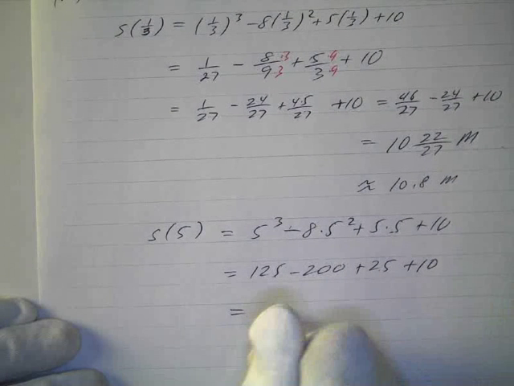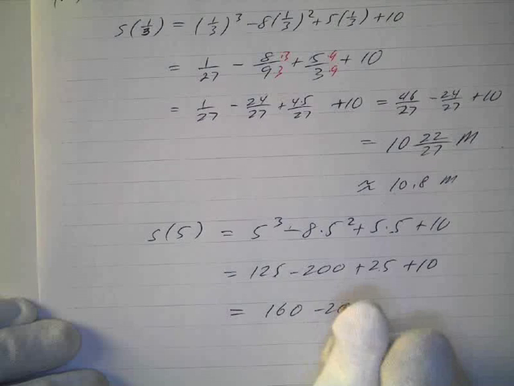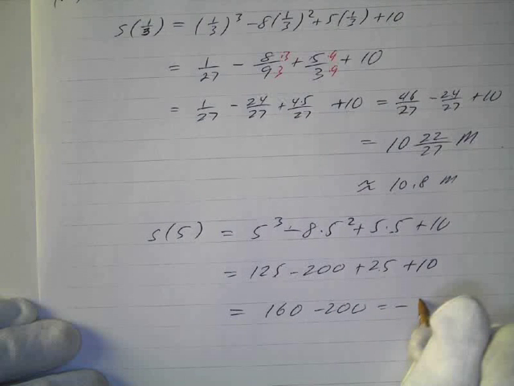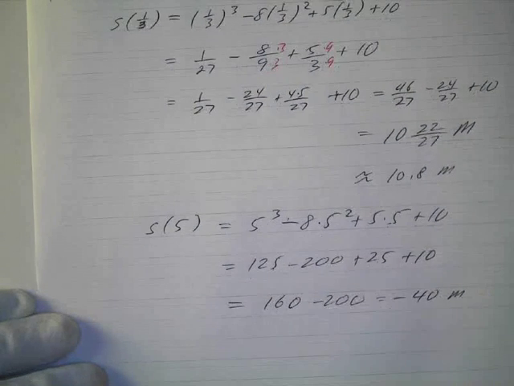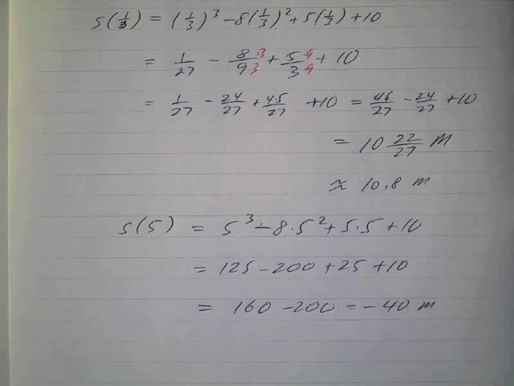125 plus 25 is 150, plus 10 is 160, so 160 minus 200. That's going to be negative 40, and that's going to be meters. And that's also where it's going to stop. Okay?